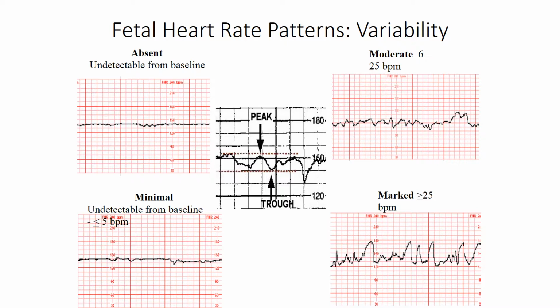Moderate is 6 to 25 beats per minute in the upper right, and that's a positive sign. That's a reassuring sign. And marked, greater than 25 beats. You see how that's all over the place? That can be the result of an insult or a hypoxic event to the baby. So we really don't want it to stay marked like that. Okay, that really should say greater than 25 beats per minute instead of greater than or equal to.